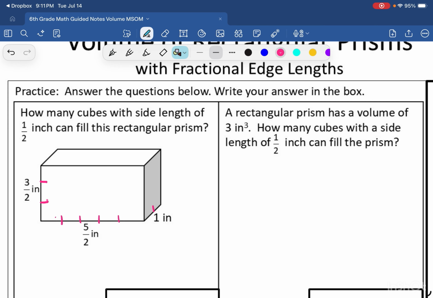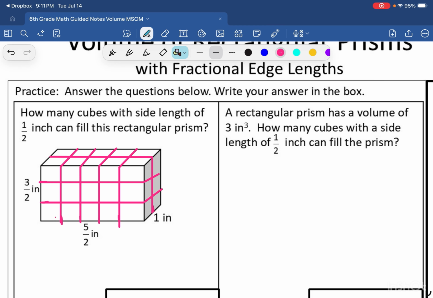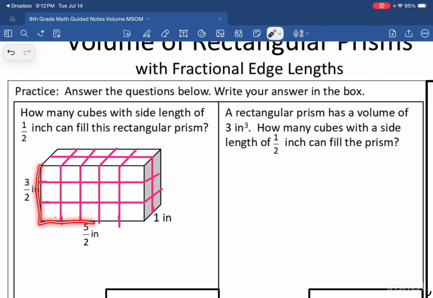Now if I kind of draw this, I can see what it's going to look like with the cubes packed. It will look something like this. So the front face looks like there's 5 times 3, so there's 15 cubes and there's 2 deep. So that would be 30 cubes.